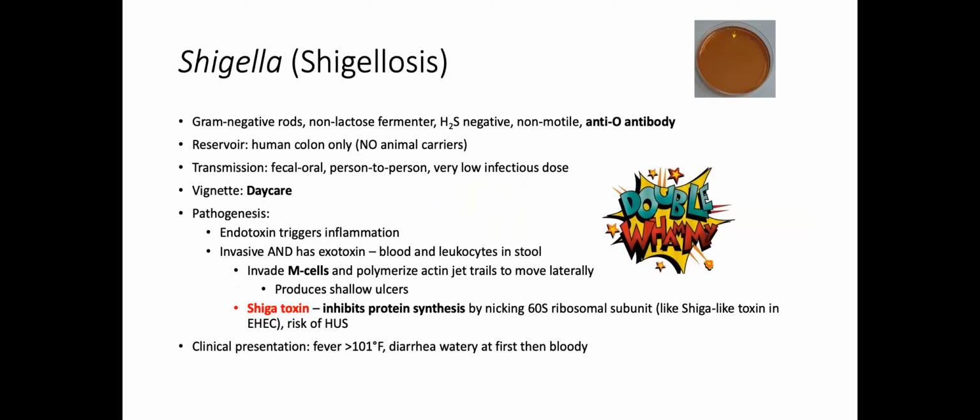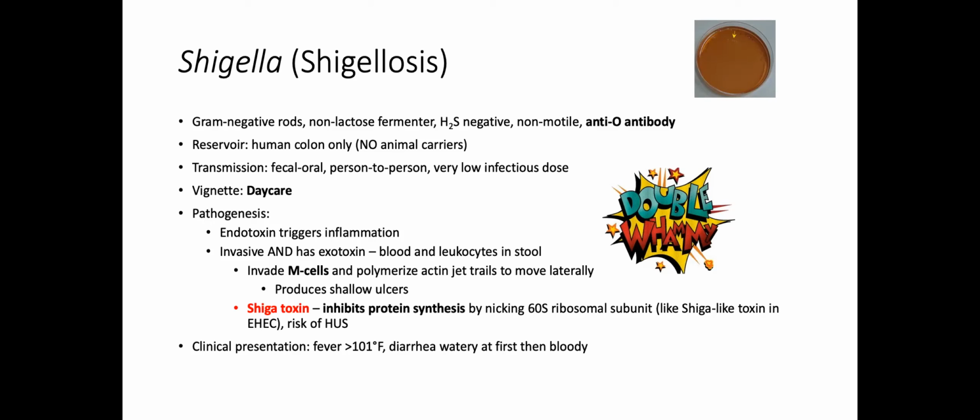Shigella. Shigellosis is if you have it. It is a gram-negative rod, non-lactose fermenter, like we said, H2S negative, non-motile, and then it has an anti-O antibody. So that's probably important to know. The reservoir, again, is just the human colon.